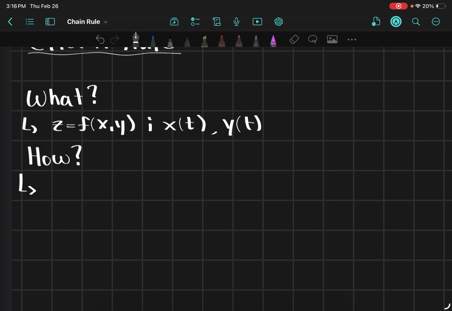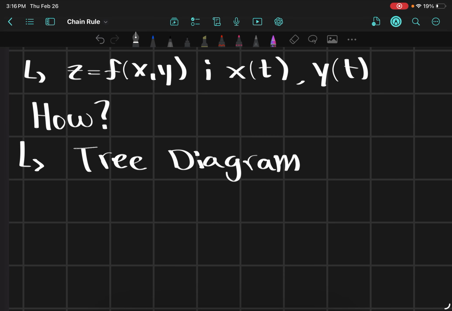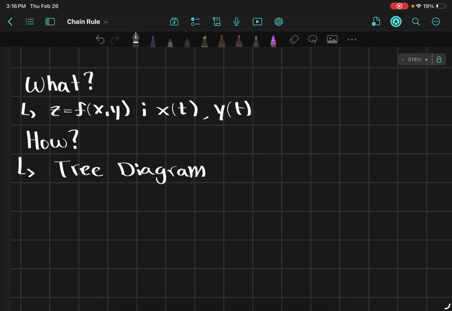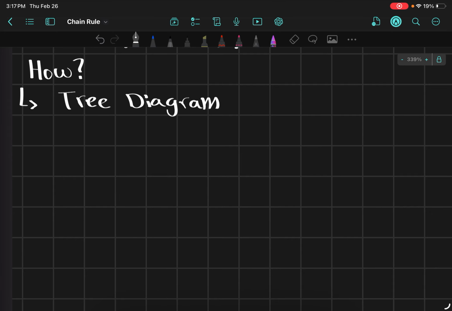So what we would do is essentially use the tree diagram. It is the easiest way for me to think about it. That is how we are going to do it, and that is what I am going to be teaching in this video today. So using this, we're not going to start off with any specific functions. First of all, we're just going to start off with some general idea of it.